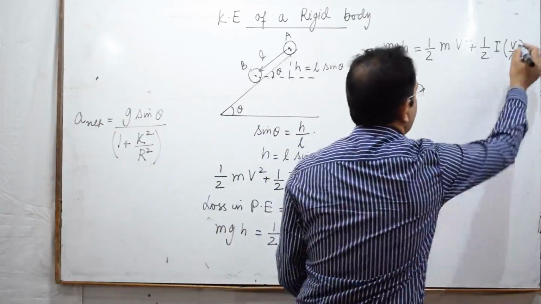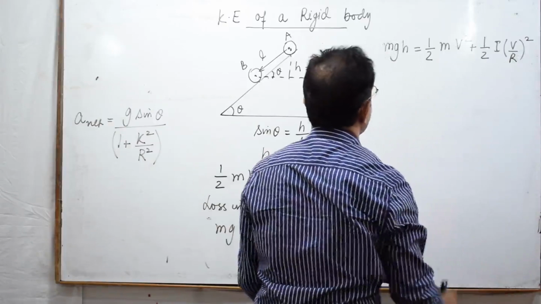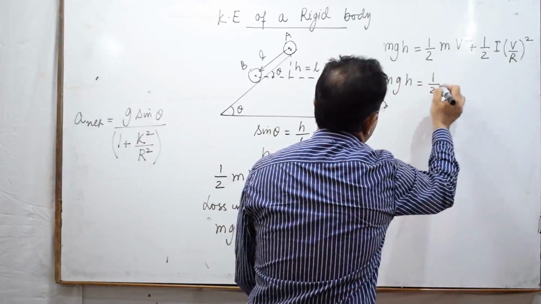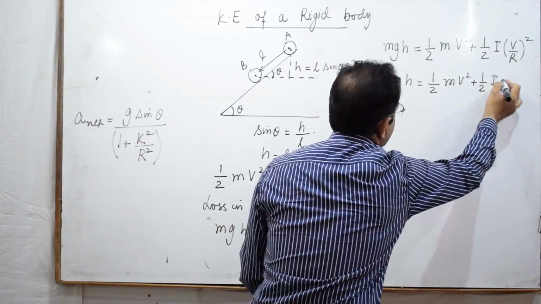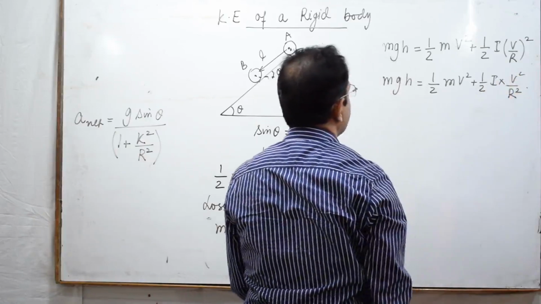So this is v by r whole square. हम इसके लिए capital R use करते आए हैं. So I write it as capital R. So I have mgh is equal to 1 by 2 m v square plus 1 by 2 I into v square divided by r square. So here I can cancel out.